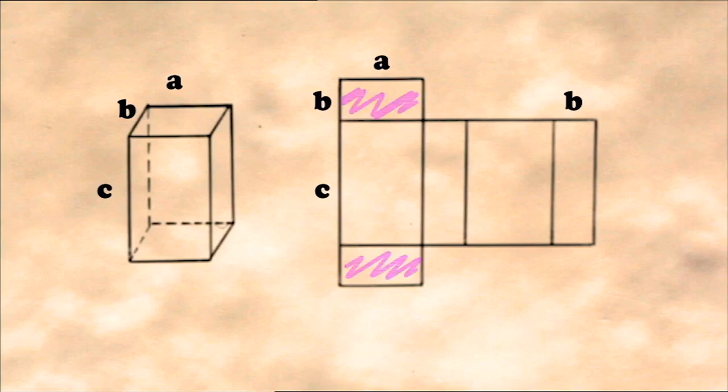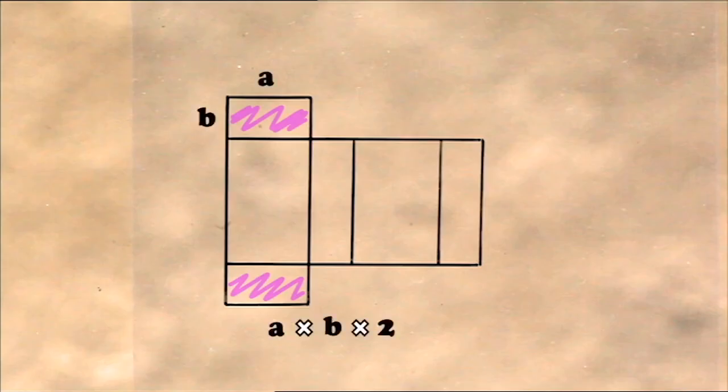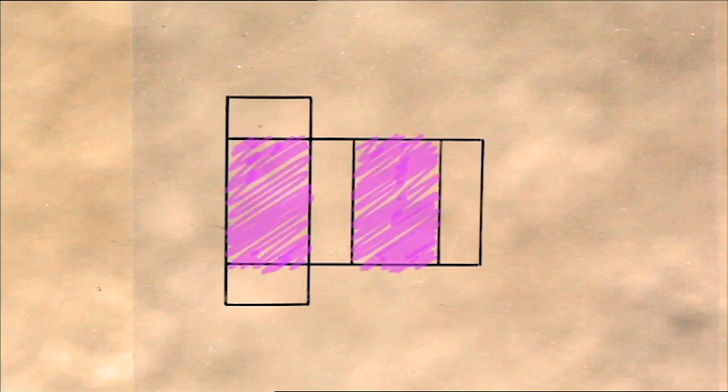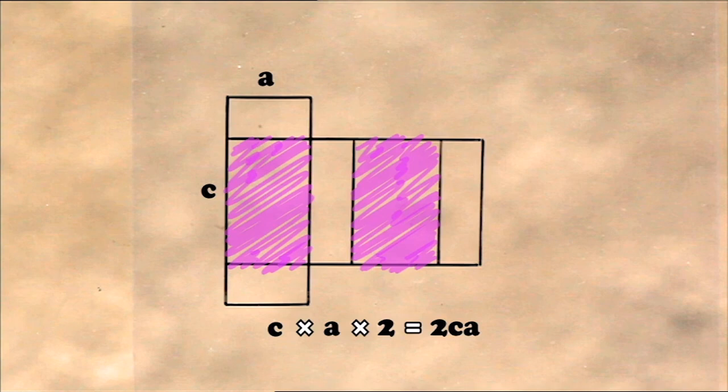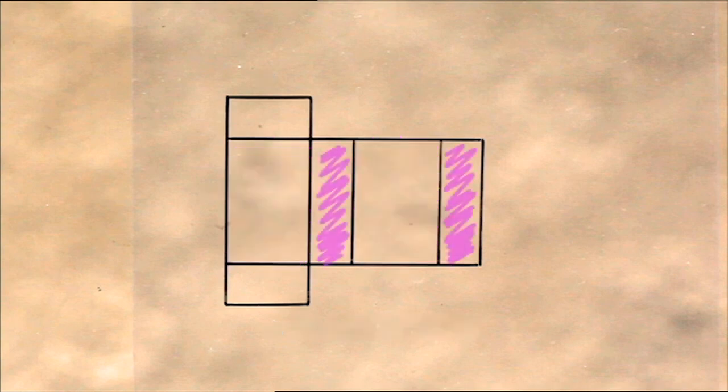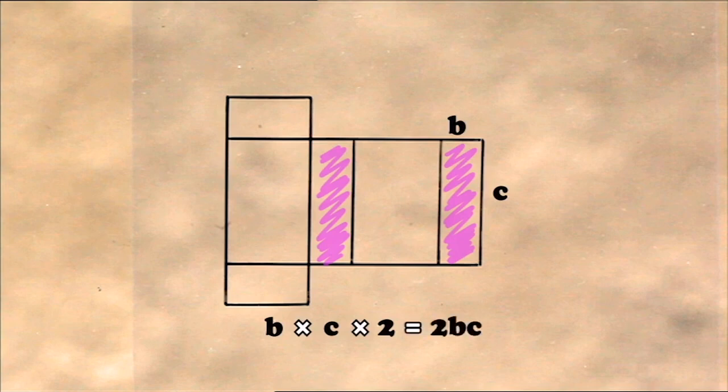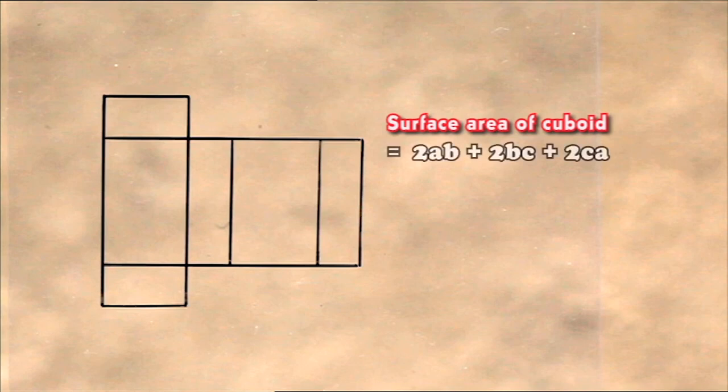If we take the length of the sides of the cuboid as A, B, and C respectively, the areas of the 2 bases are the same, making the total area A times B times 2, that is 2AB. The areas of these 2 lateral surfaces are the same, making the total area C times A times 2, that is 2CA. The other lateral surfaces are also the same, making the total area B times C times 2, that is 2BC. Finally, we can find out the surface area of the cuboid using this approach.